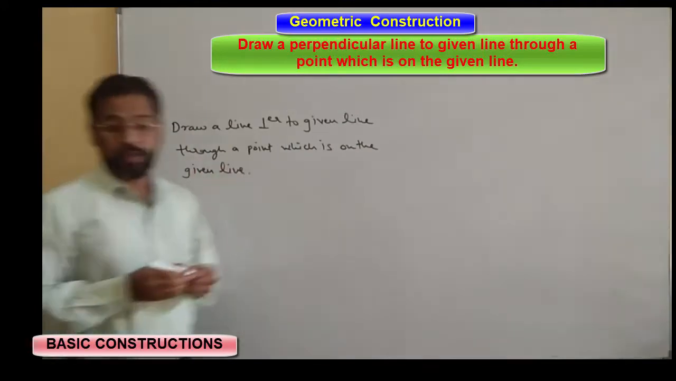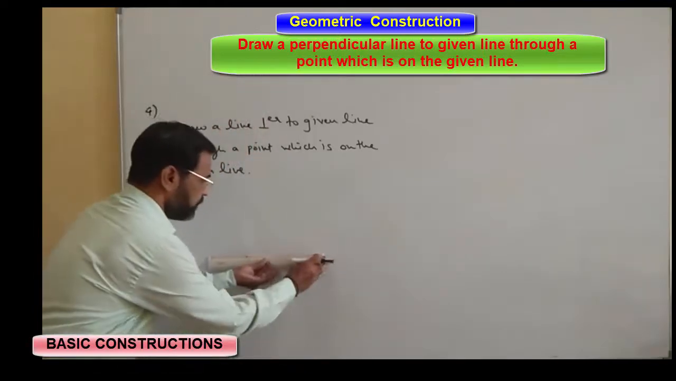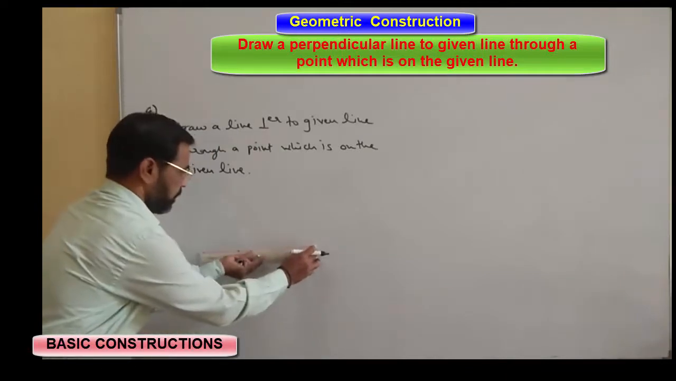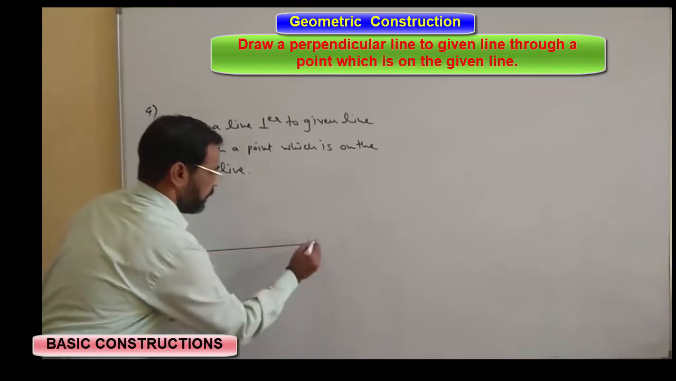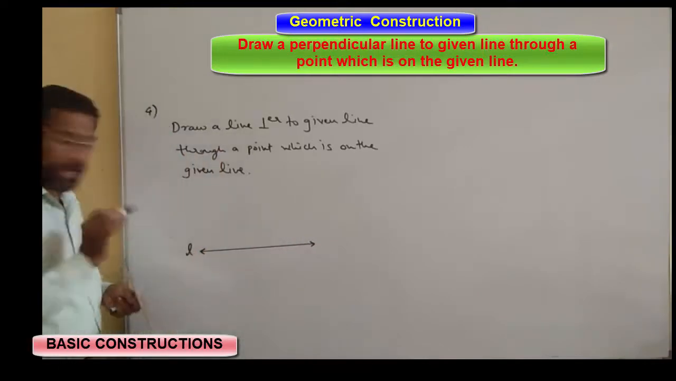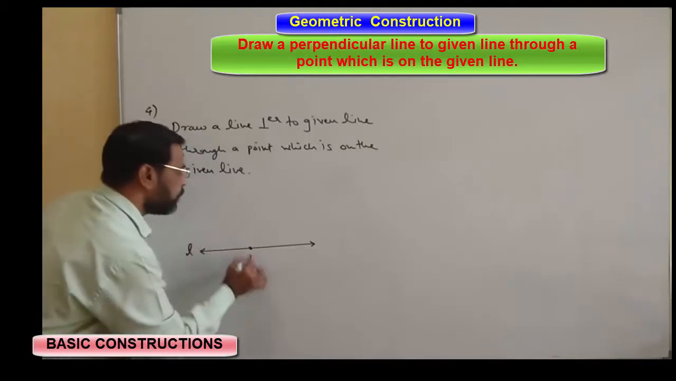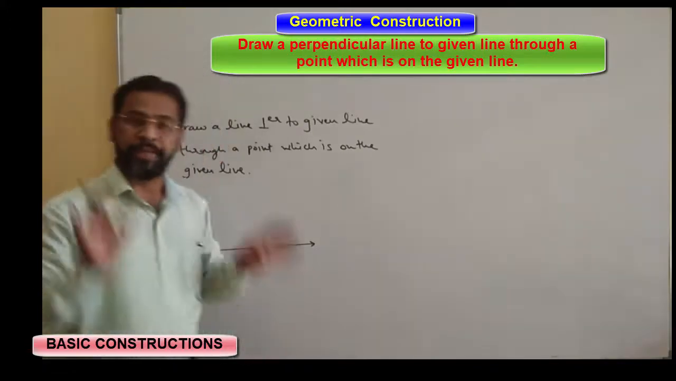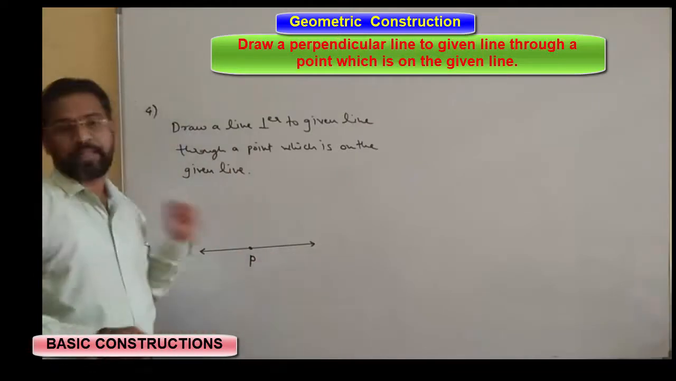Okay, see how. First, I am going to draw a line. Just look here. This is a line L. Now, there is given to us one point here which is on the line L. I am going to call it P. Now from this point P, we are going to draw a line which is perpendicular to this line.